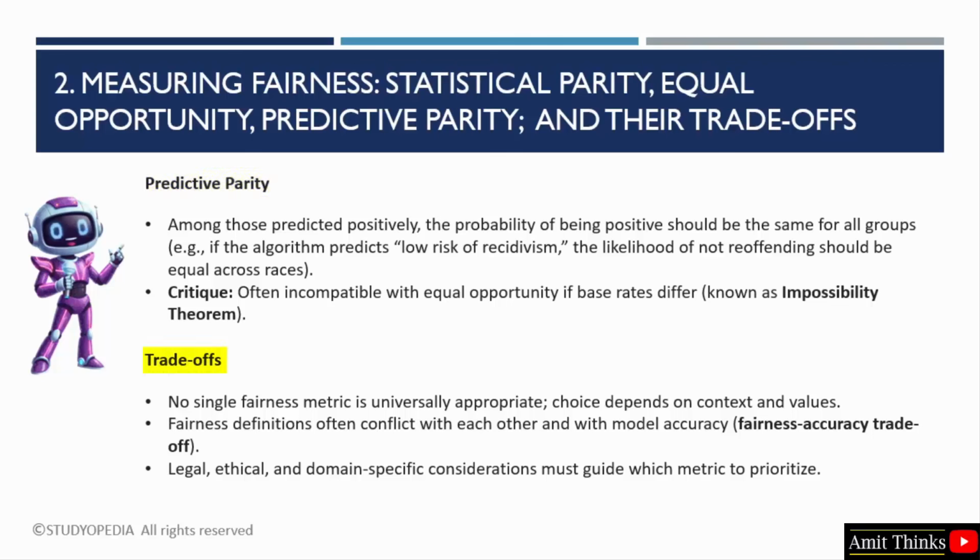Next is trade-offs. No fairness metric fits all cases. The right one depends on context and values. Fairness often clashes with accuracy, requiring careful balance. Legal, ethical, and domain-specific factors should guide which metric to prioritize.